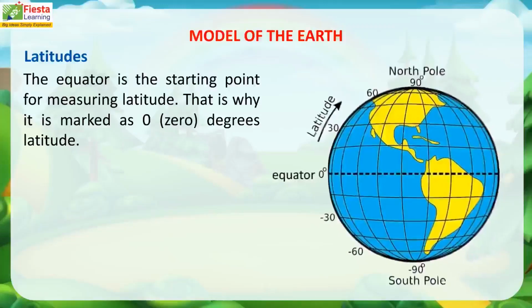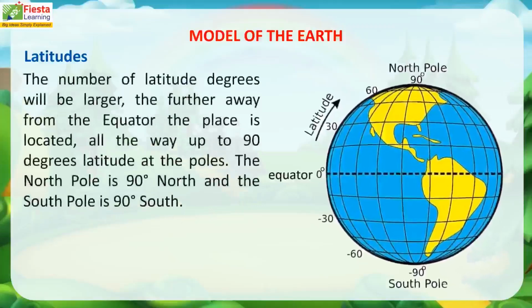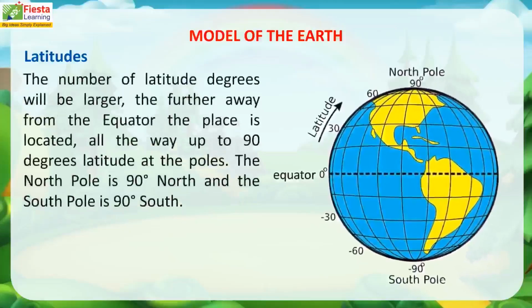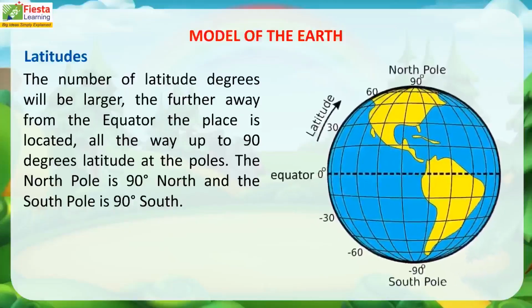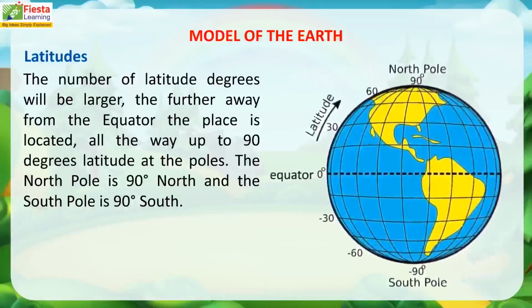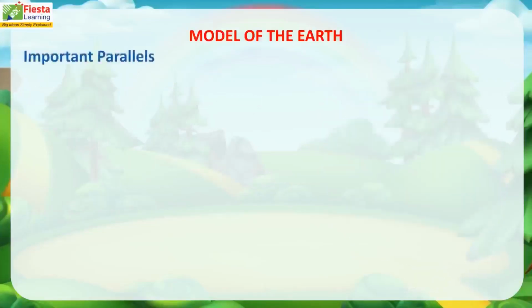degrees latitude. The number of latitude degrees will be larger the further away from the equator the place is located, all the way up to 90 degrees latitude at the poles. The North Pole is 90 degrees north and the South Pole is 90 degrees south.